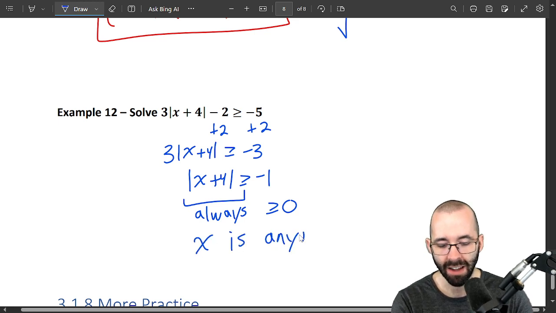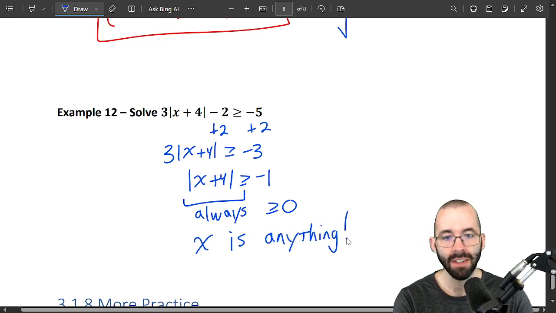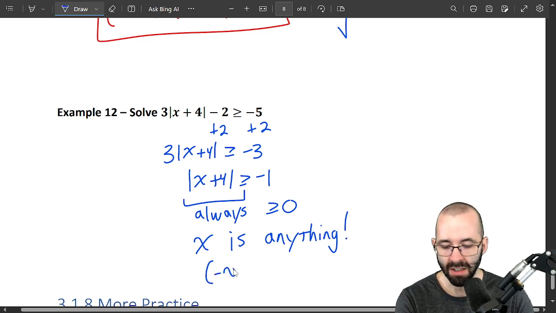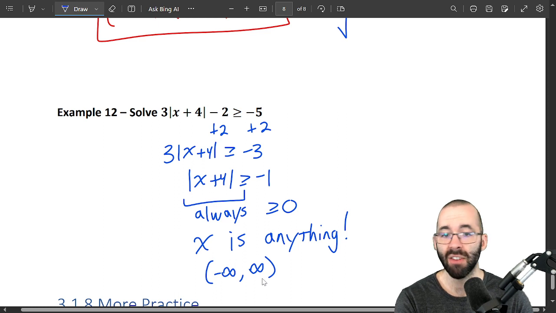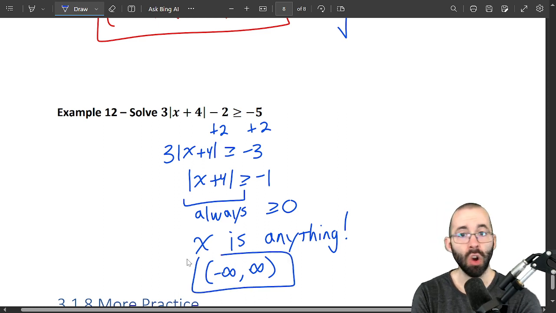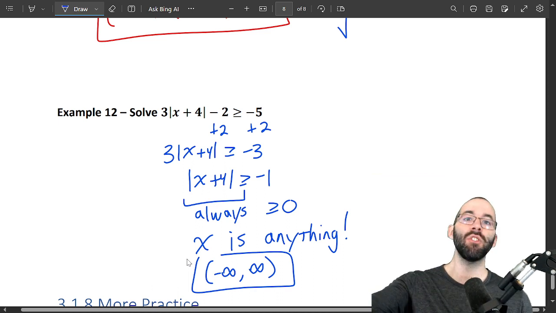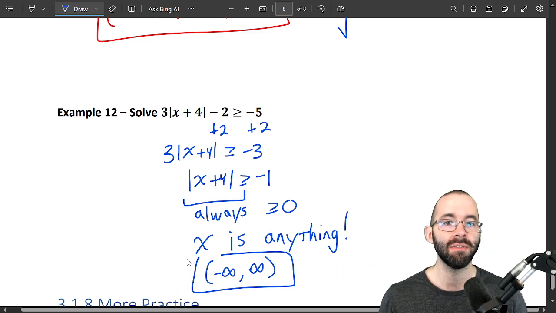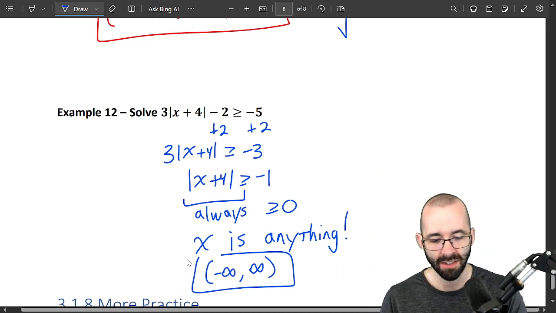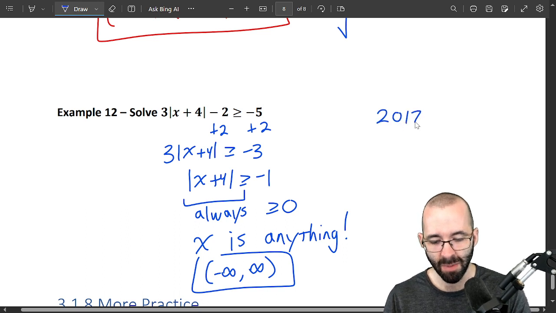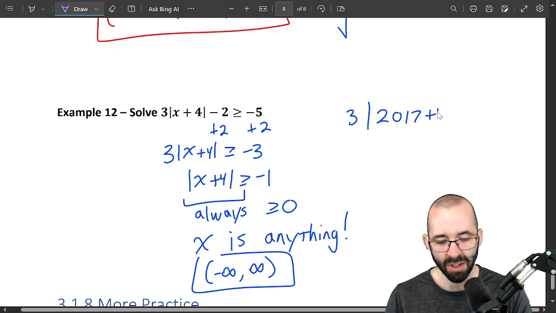How do we write anything in interval notation? We can get as small as we want. We can get as big as we want. Everything in between. Try it if you don't believe me. Let's plug in any number, your favorite number. 2017 should check out. I don't know if 2017 is my favorite number. So 3 times the absolute value of 2017 plus 4.